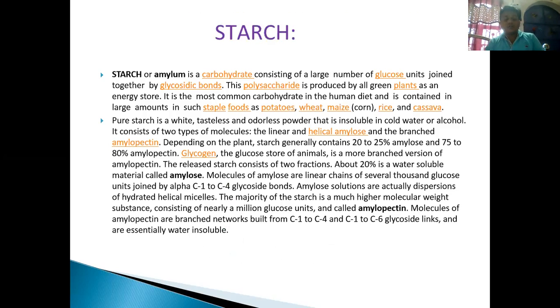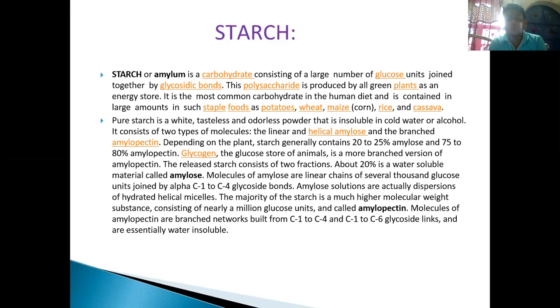Now starch. Starch is a polysaccharide and it contains a large number of glucose units joined together by glycosidic bonds. This polysaccharide is produced by all green plants as an energy source. It is the most common carbohydrate in the human diet, and is contained in large amounts in staple foods like potato, wheat, maize, rice and cassava, etc. Pure starch is a white, tasteless and odorless powder, and it is insoluble in cold water or alcohol.